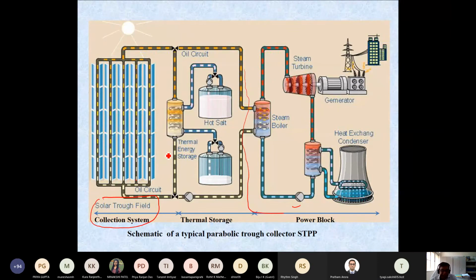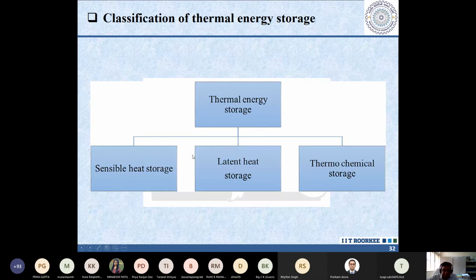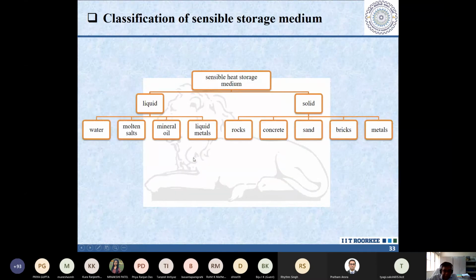So in that case, it is recommended that the thermal energy storage should be integrated between the power block and the solar field. So that means here some technology is very easy and convenient to integrate with solar thermal storage. So that's why there's another important component in the solar thermal energy system. We also have different types of solar energy storage.